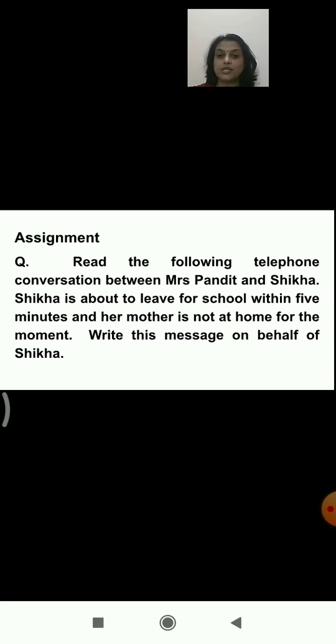You have to include whose name here? Mrs. Pandit's, right? So when you are writing the message, you are going to include Mrs. Pandit's name. And then who are you? What is your name now? Yes, Shikha. So you are Shikha now. So you are going to write a message on behalf of Shikha. That means you will write a message for your mother, and you are Shikha, right? And who gave you a call? Mrs. Pandit. Okay, so this is the question.